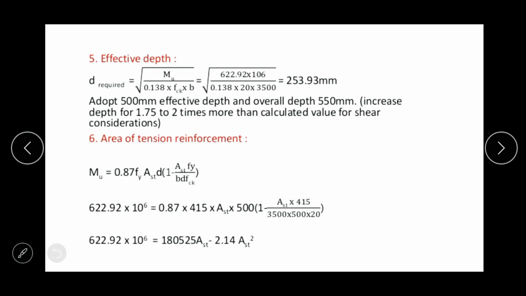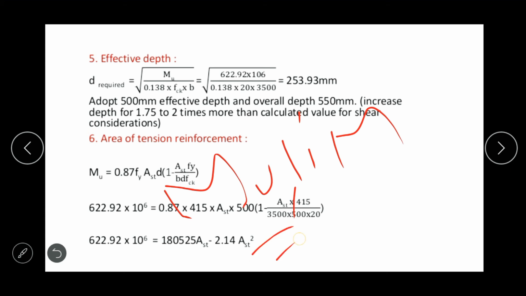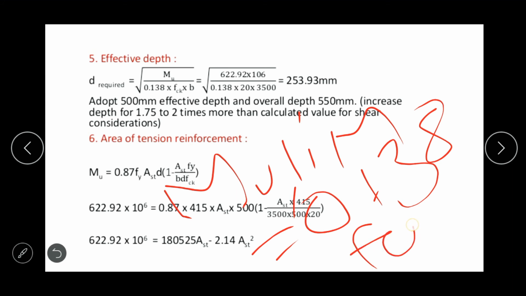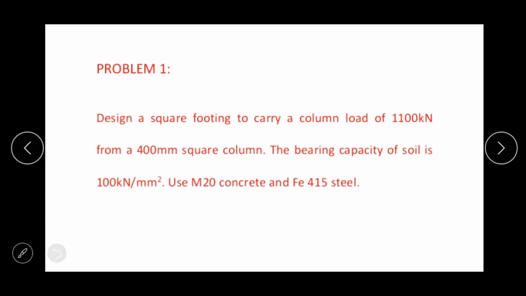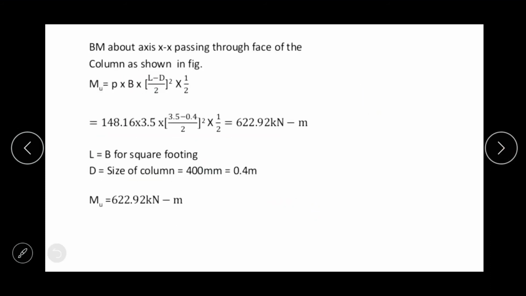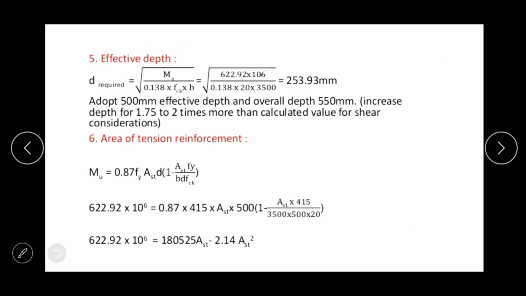Now we have to determine the required effective depth. All of us know that Mu limit is equal to 0.138 fck b d square for Fe 415 grade steel. In the problem, the grade of the steel is given here, Fe 415. So the d can be calculated by taking the square root of this term.